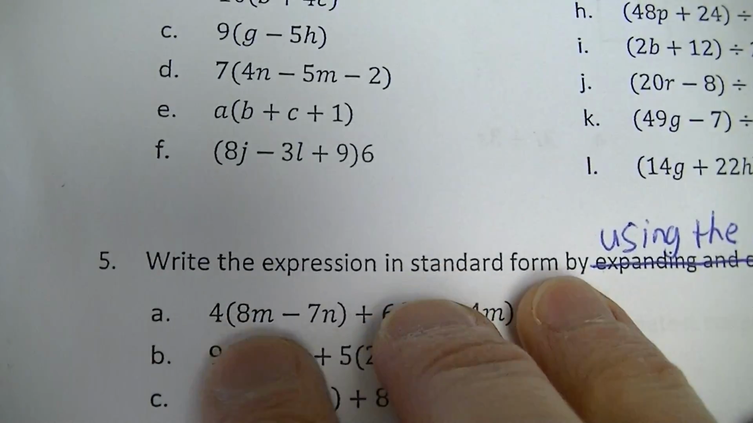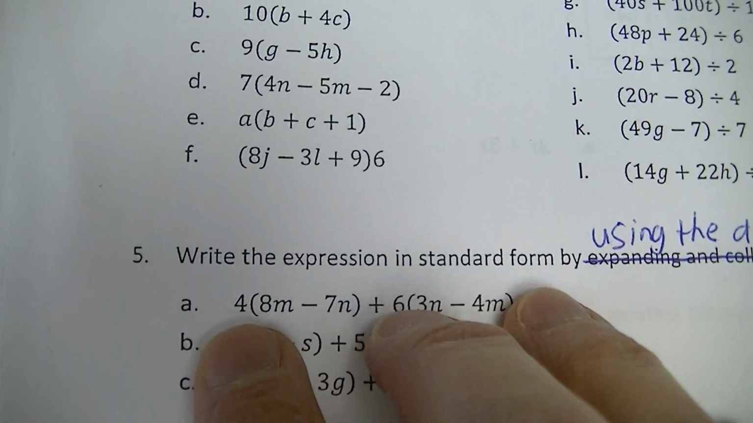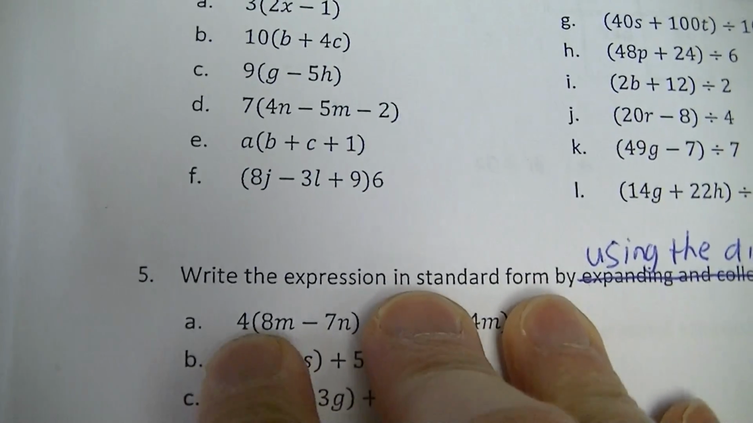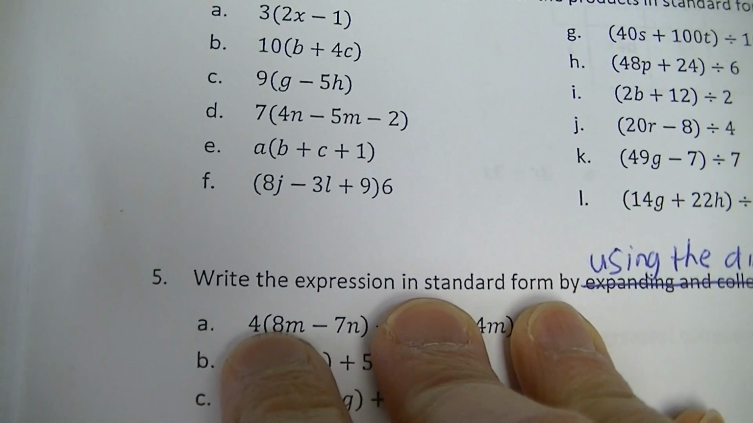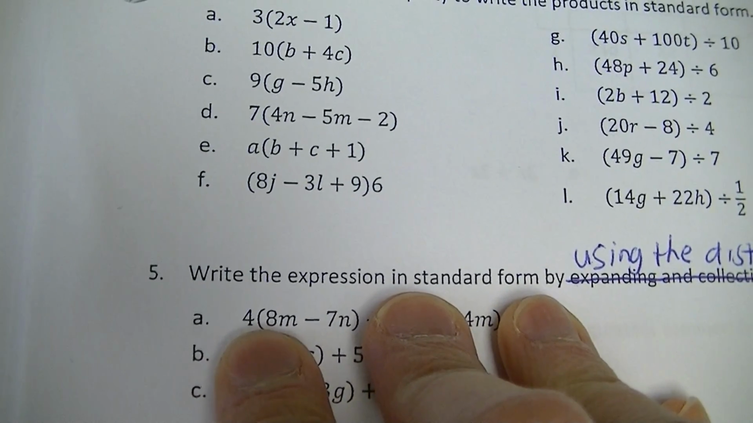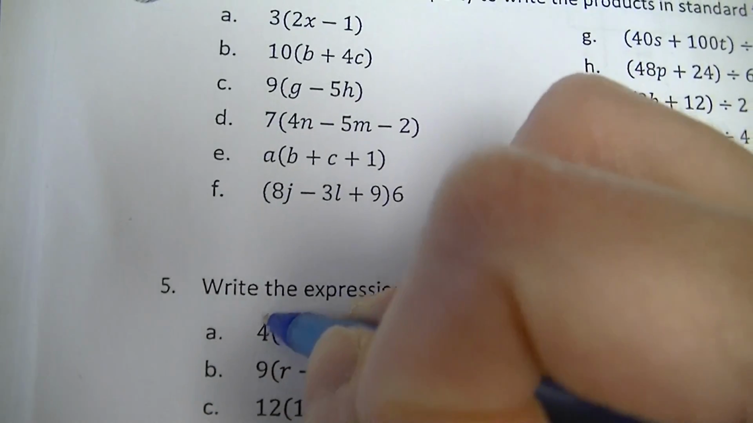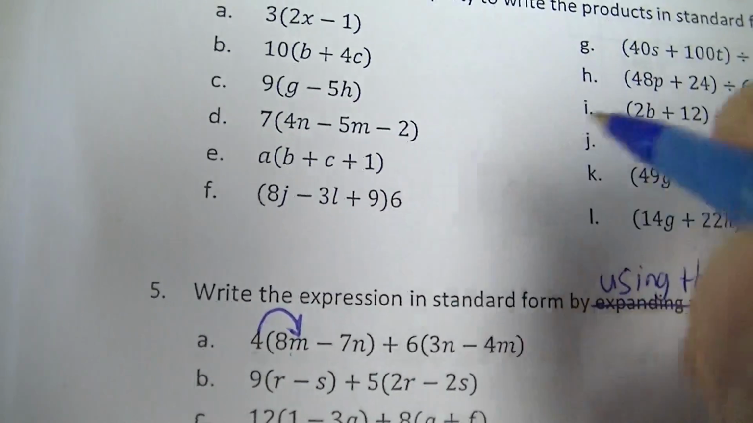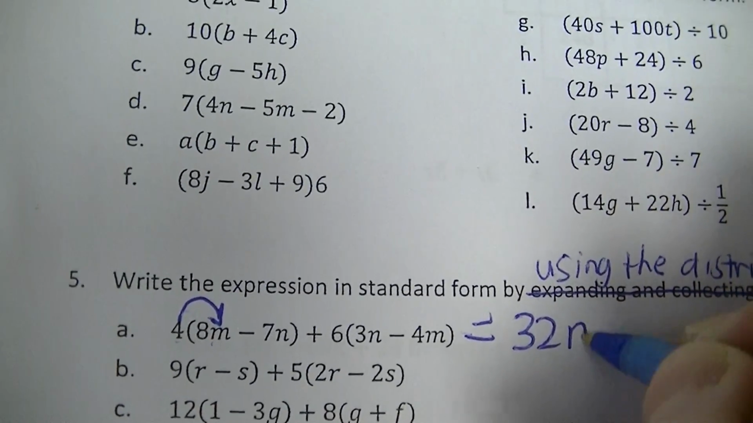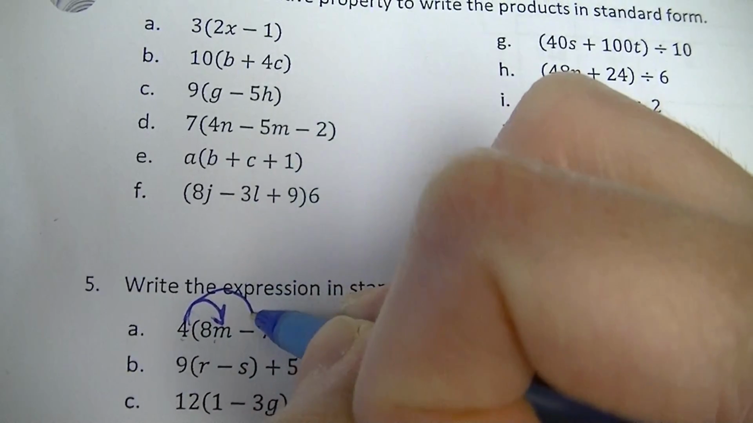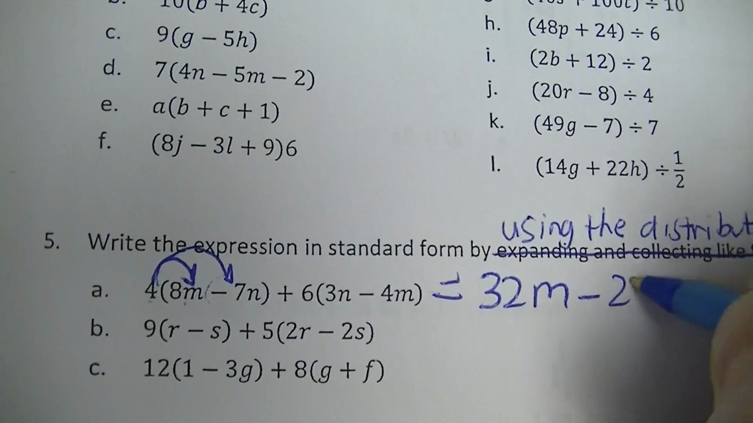So, for starters, for letter A, and I apologize, there's not much room right here, so we're going to have to kind of get creative with how we write this and display it. But right here, you see that you have parentheses, and you see that there's also a number directly in front of it. So with that, your key thing that I want you to do whenever you see that is distribute that 4 through. And what I mean by that is multiply it. Okay, so 4 times 8m is 32m. And then you need to go 4 times a negative 7n, which is a negative 28n.